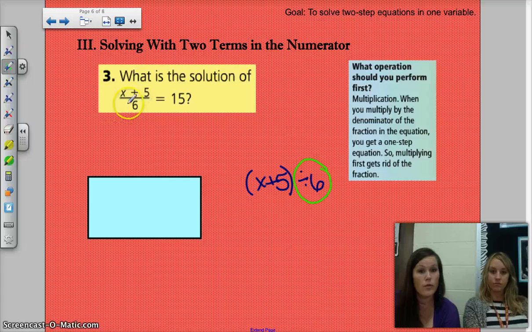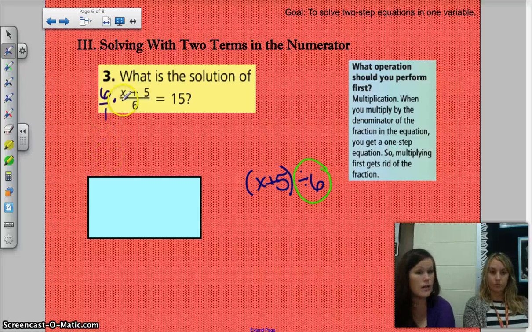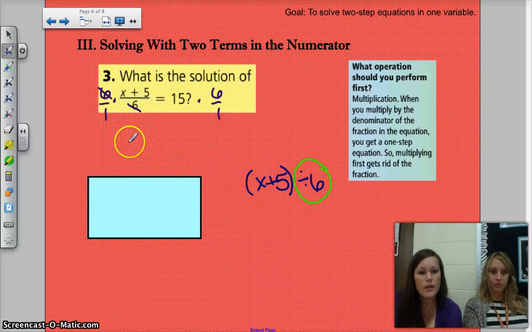Over here, it's going to look like this. Multiply by 6 over 1. The reason I do that, I want to cancel what's in the denominator. So that goes away, that goes away. I'm left with 1 in the denominator, which is just a placeholder. Multiply this side by 6 over 1, and I'm left with x plus 5, which is what was left on the top, equals 15 times 6 over 1.